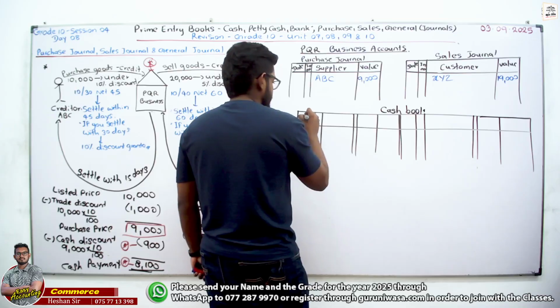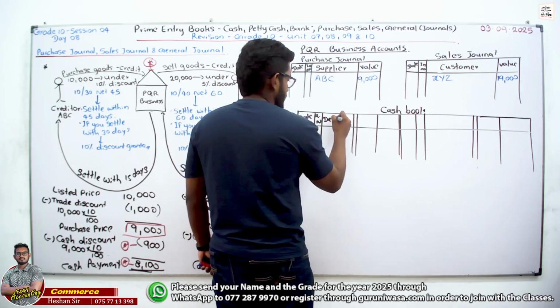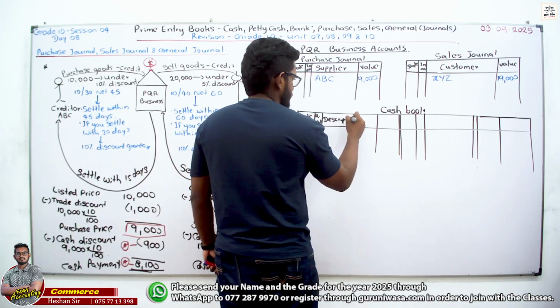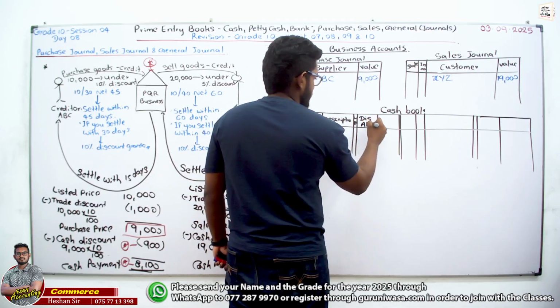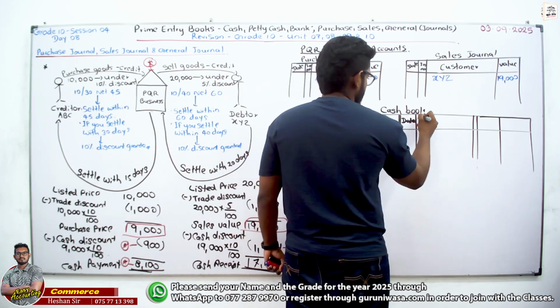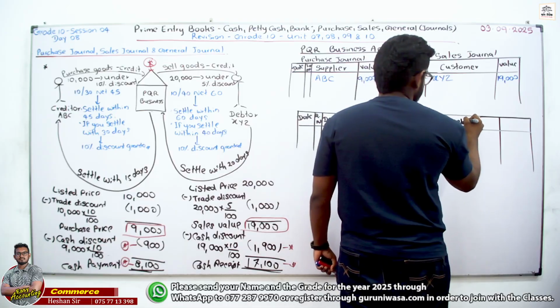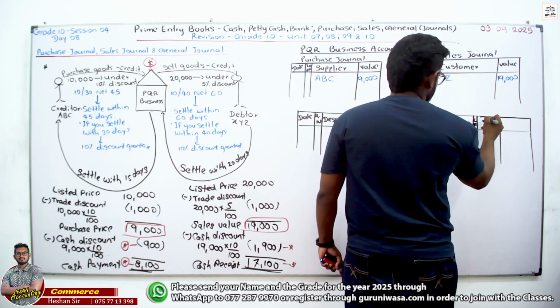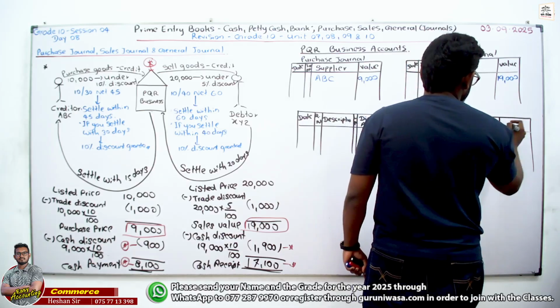Date, receipt number, description, LF, discount allowed, the value. Date, voucher number, description, LF, discount received, and the value.